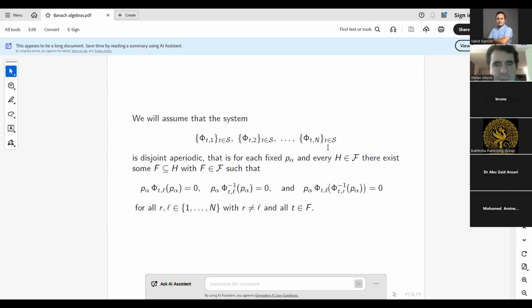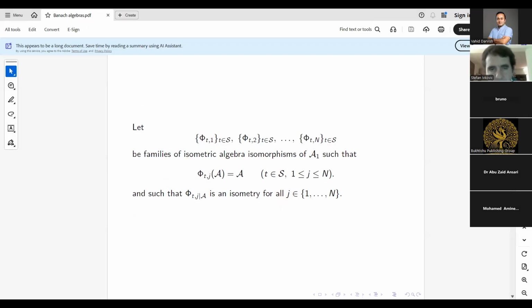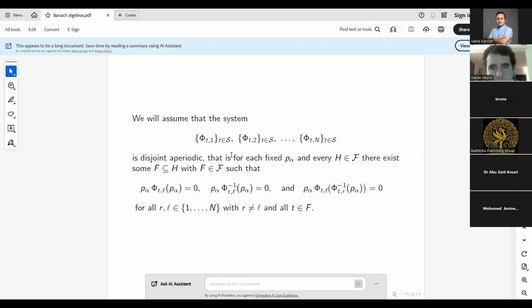Then we will say that this system is disjoint aperiodic, to be more precise, not just disjoint aperiodic, but disjoint aperiodic with respect to this fixed set (p_alpha). What does it mean? This means that for each fixed p_alpha and every h in F, we should be able to find some subset f of h such that f also belongs to this F, and such that these relations hold for all r, l in 1 up to n, with r different from l, and for all t in F.